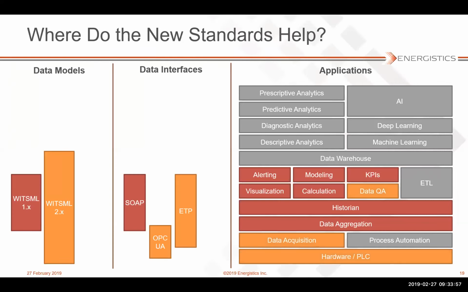So the next generation of standards are attempting to address some of these common areas. WITSML 2, the OPC-UA WITSML companion specification, and ETP are trying to broaden the scope of what's supported out of the box with the standards. It starts to bring in the ability to transmit information about the quality of data, which is critical for enabling these higher value applications.